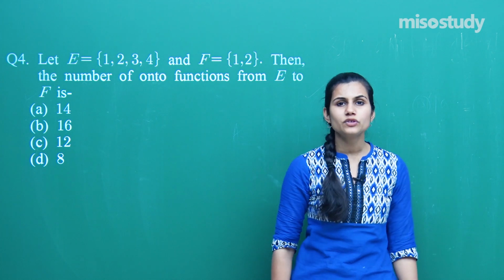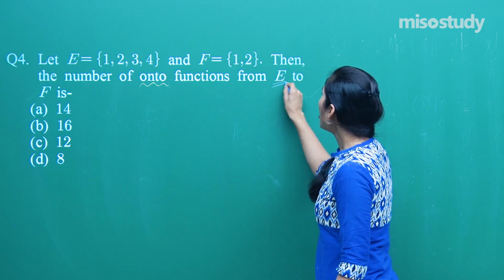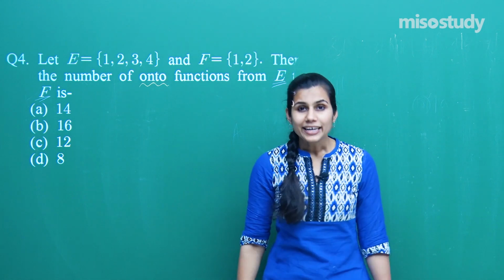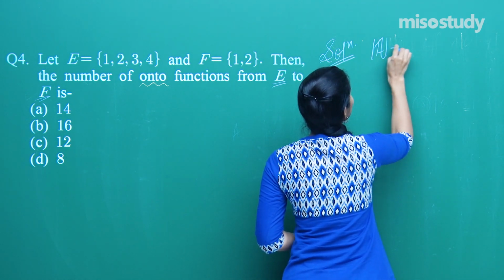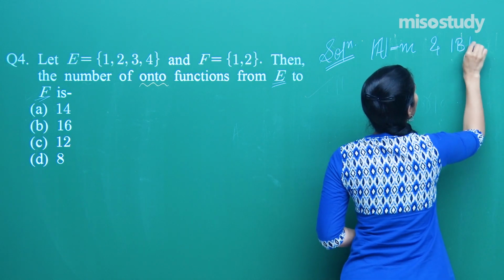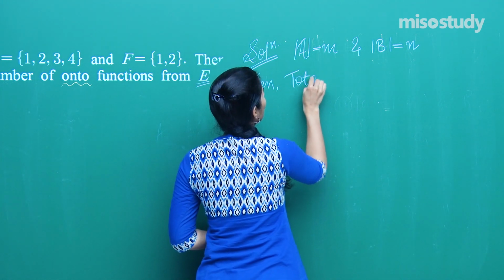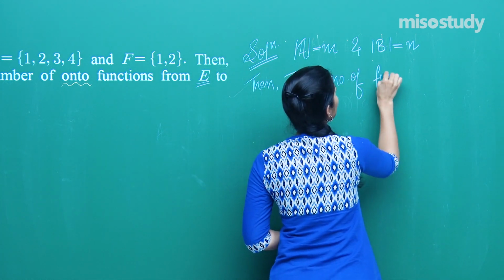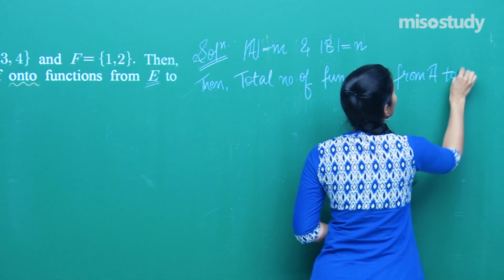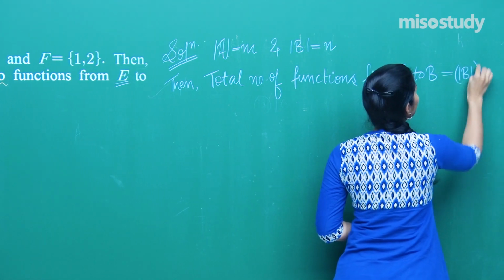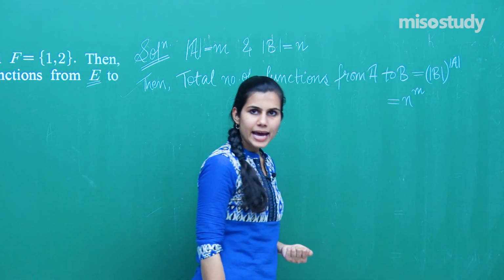Among all these 4 formulas which we had developed, right now the question is demanding the formula for number of onto functions from E to F. I told you the concept is, let cardinality of A be M and cardinality of B be N, then total number of functions from A to B is equal to cardinality of B raised to the power cardinality of A, which is n to the power m.